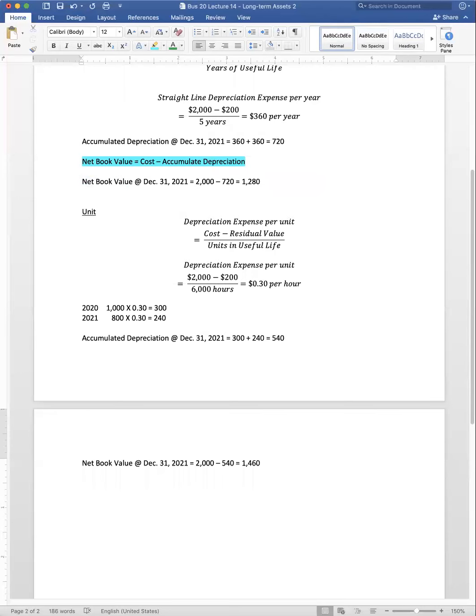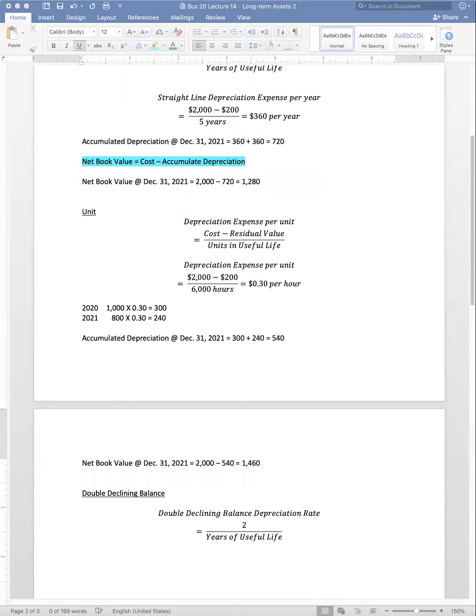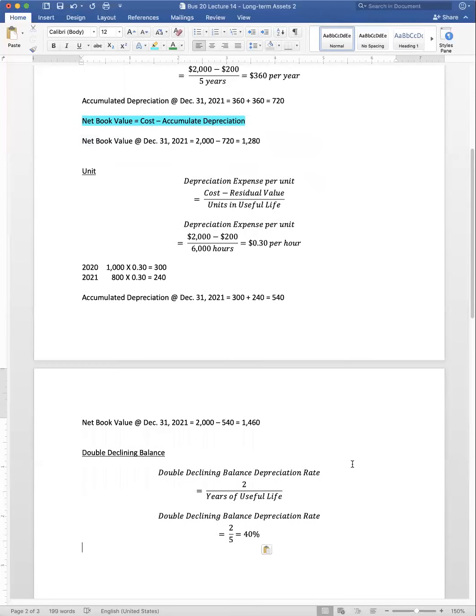All right, let's try one more time with double declining balance. Now, under this method, we calculate a depreciation rate, and that rate is calculated as 2 over the useful life. Okay, so let's put in our numbers here. We know that the useful life is 5 years, so we're going to have 2 over 5, or 40%.